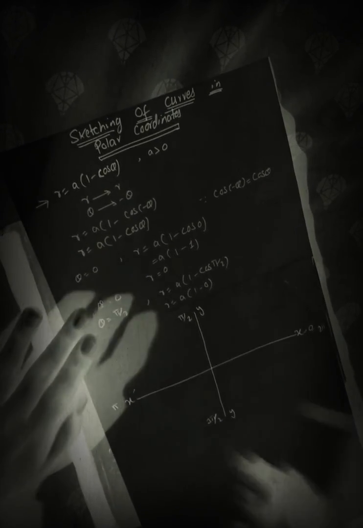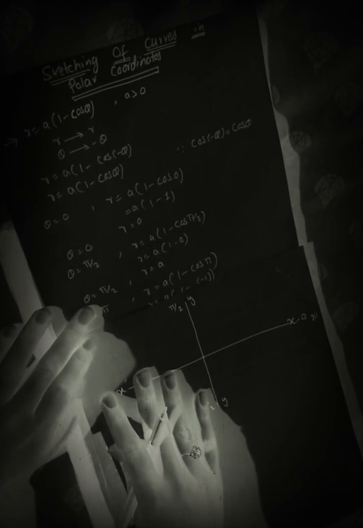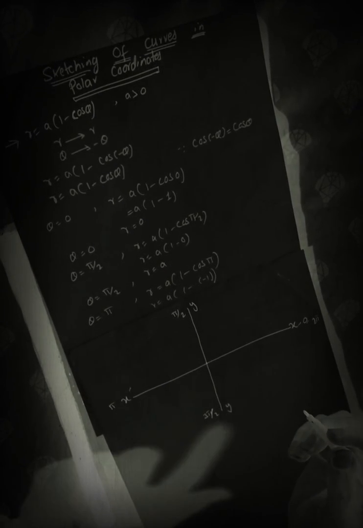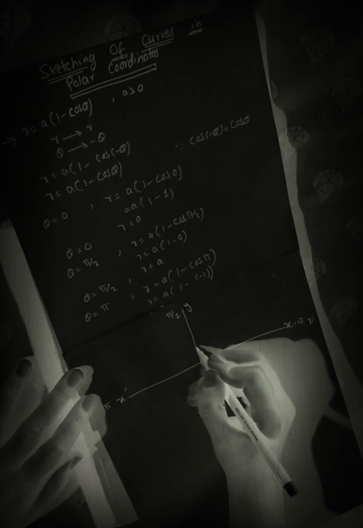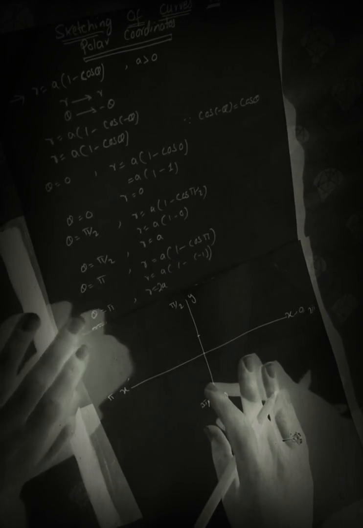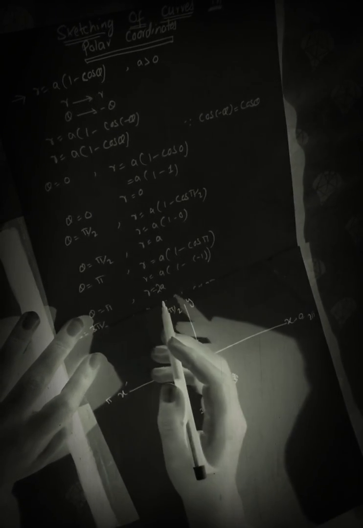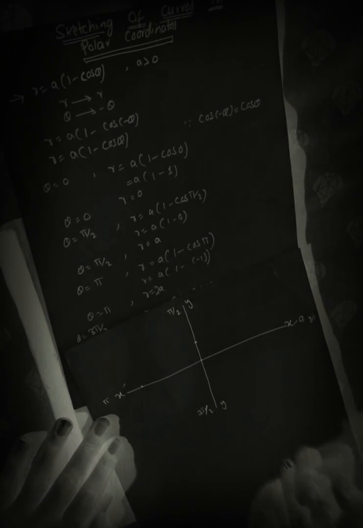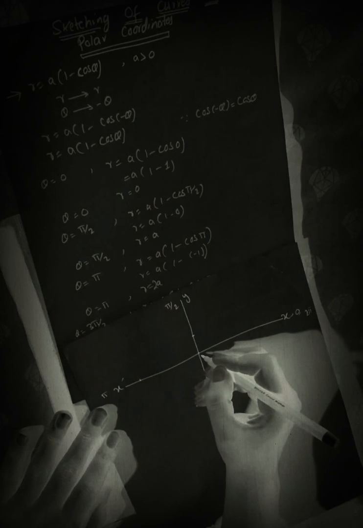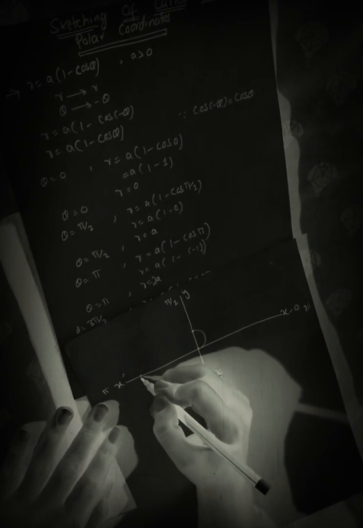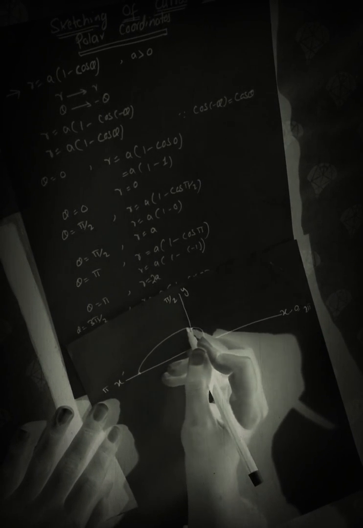When theta is pi by 2, r is a. It means r is one distance away from the origin. So let's say I am at that point. When theta is pi, r is 2a. It means now r is 2 distances away from the origin. Let's say at that point. So let's join these points. It's free sketching.